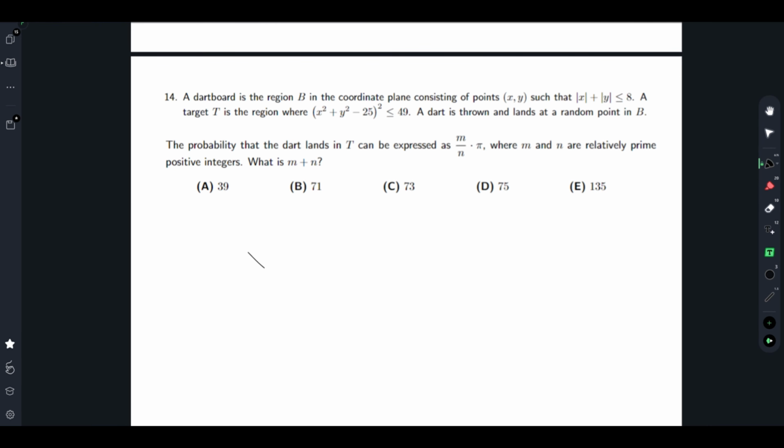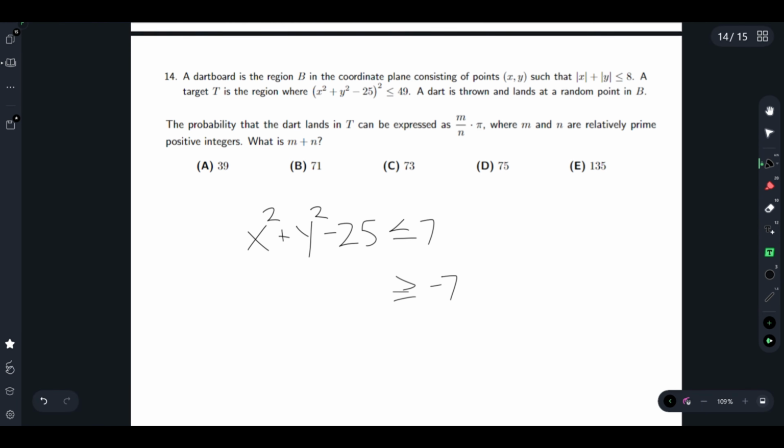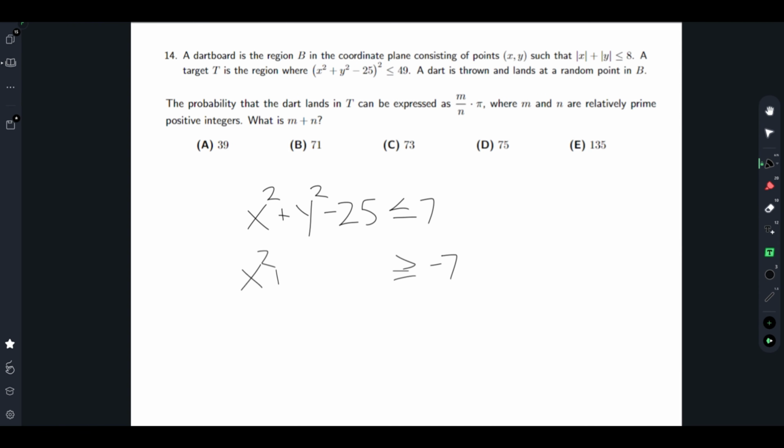So first of all, we can take the square root. x squared plus y squared minus 25 is less than or equal to 7, or greater than or equal to negative 7. And if it's less than or equal to negative 7, we have to flip the sign. So now we add 25 over. We get x squared plus y squared is less than or equal to 32, and x squared plus y squared is greater than or equal to 18.